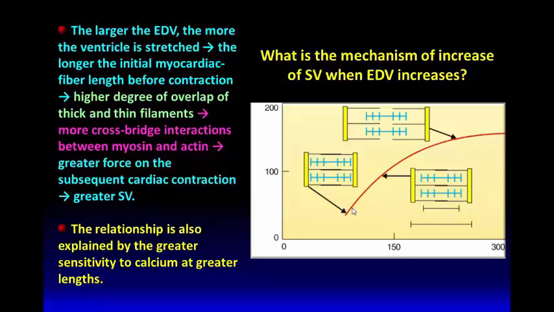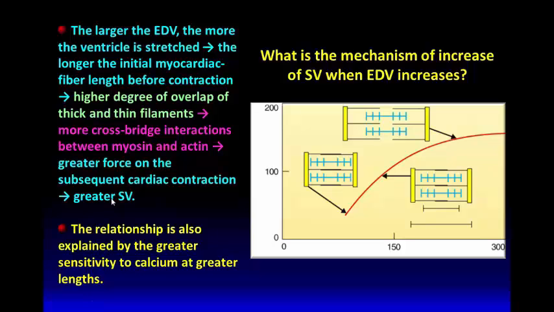At smaller end-diastolic volumes, the interaction between actin and myosin is not optimal, and as the left ventricle is stretched with more and more end-diastolic volume, the interaction between actin and myosin becomes optimal. Thus, we would have greater force on the subsequent contraction and greater stroke volume.